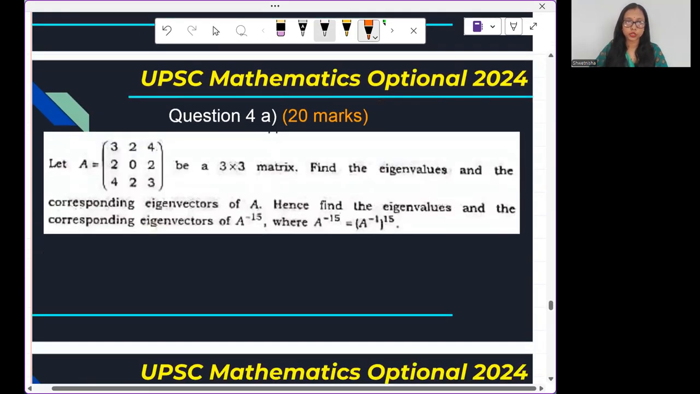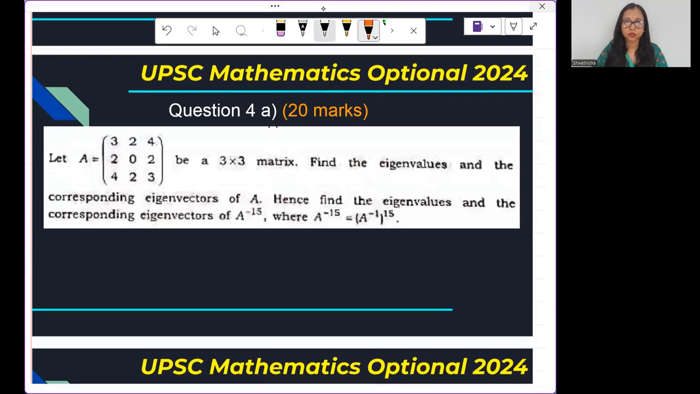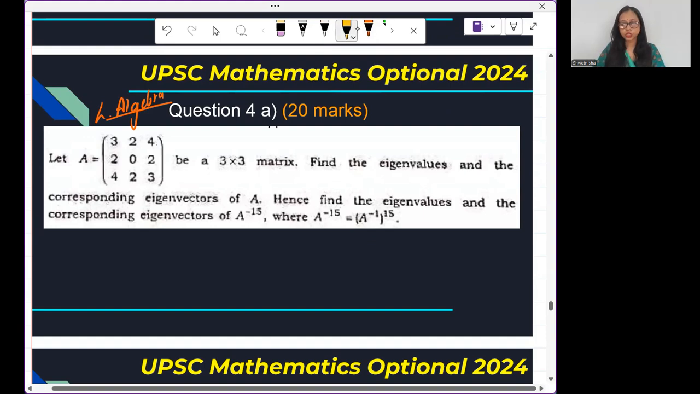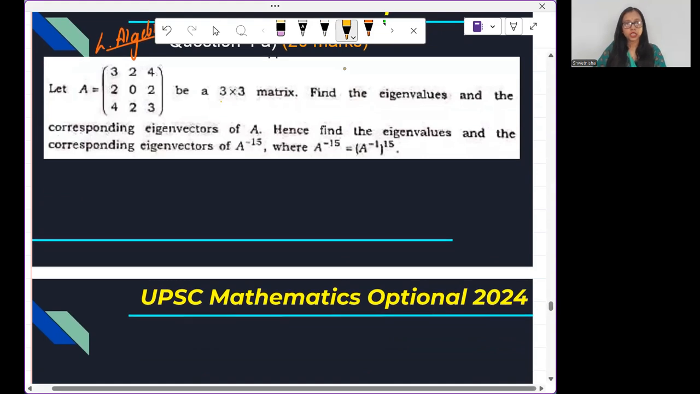Let's see, fourth question. First question, again from linear algebra. Matrix part. 20 marks question, but again, very easy question. Question says, let A be this 3 cross 3 matrix. You have to find the eigenvalues and the corresponding eigenvectors. So the eigenvalue, eigenvector part was very easy.